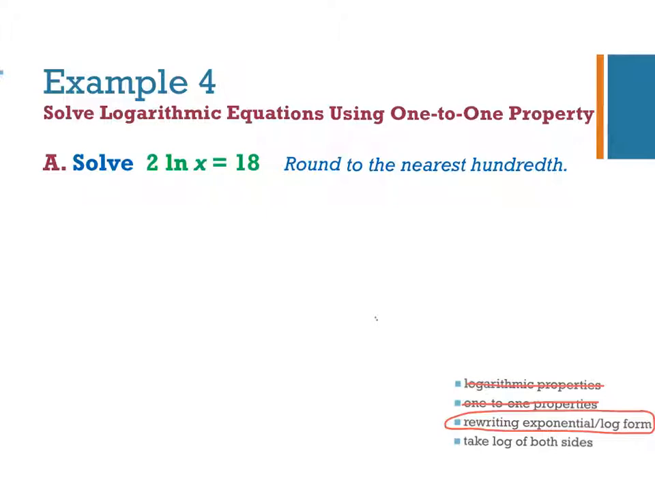But before you do this, you always want to isolate the log by itself. Notice we have 2 times the natural log in front. So to get rid of that 2, if I simply divide 2 to both sides, I'll have natural log of x equals 9. Now that the natural log is isolated, let's rewrite this in exponential form to help us solve. Remember, with natural logs, there's a hidden base e here. And so if I change this to exponential form, it would look like e to the 9th power is going to equal x.